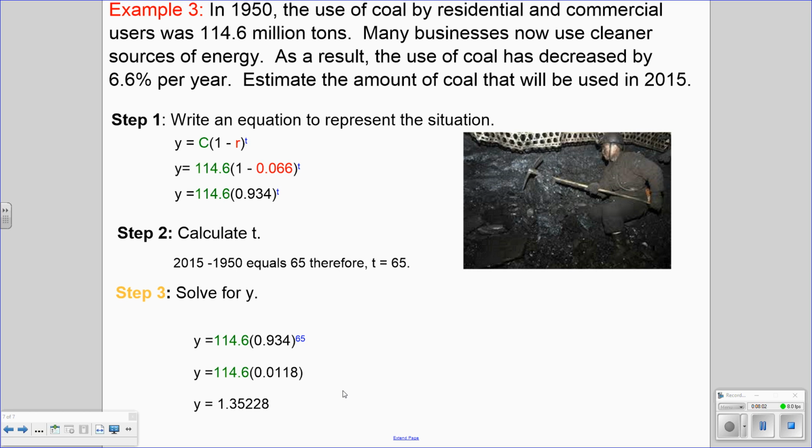Okay, so these are the differences between exponential growth and decay, and this is how we solve problems with exponential growth and exponential decay.